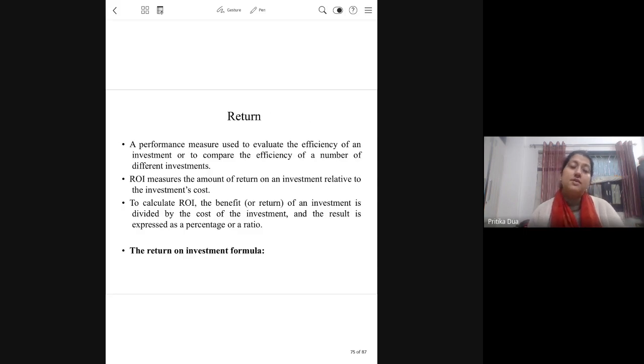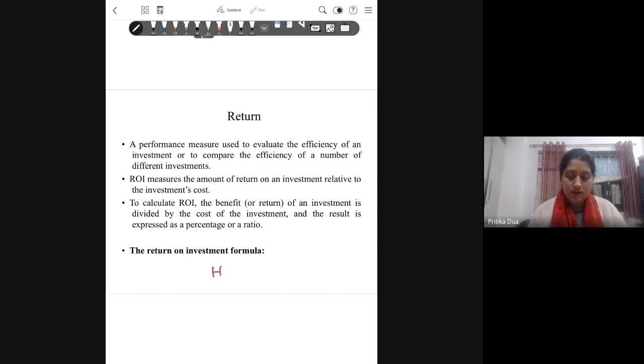So there are various methods to calculate the return which we will be doing. The easiest being the holding period rate of return. So I hold a share, I hold a debenture, or I hold an asset for 1 year or for 2 years.